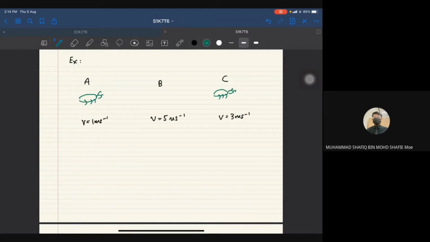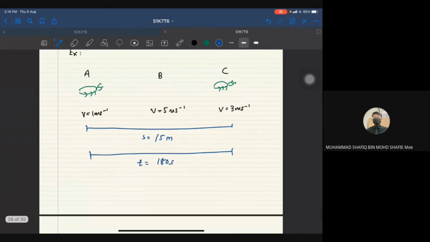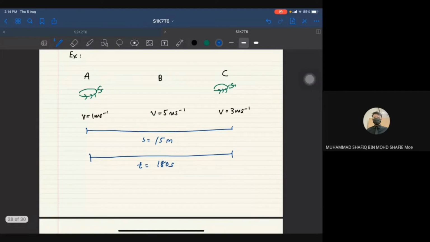And then throughout the time, so the total this ant travels from A to point C, let's say they covered 15 meter je. 15 meter bagi kita sikit lah, bagi semut tu maybe besar. Yeah. So the time taken maybe about 3 minutes. Okay. So now my question is, what is the instantaneous velocity at point B?